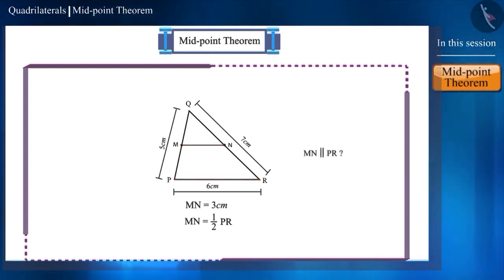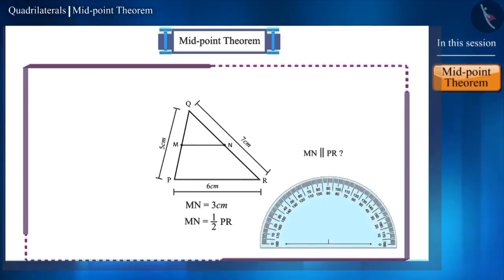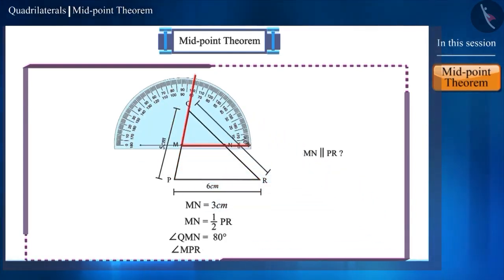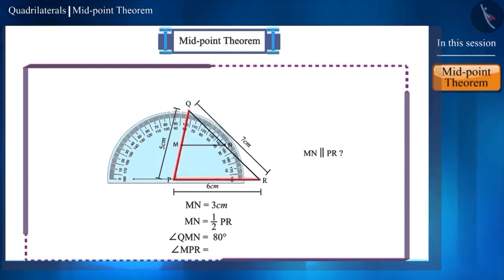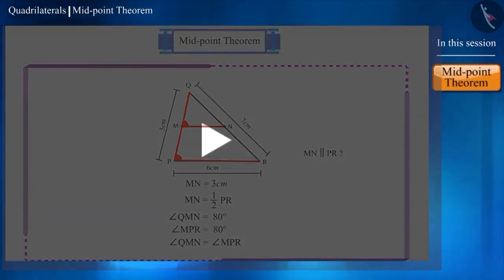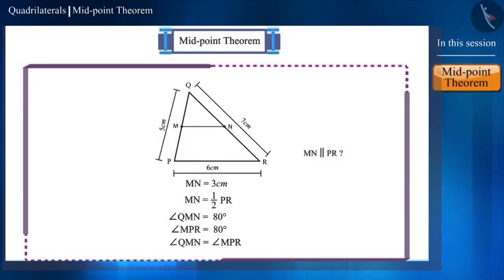We can test this. Let us find the measurement of the angles, that is, angle QMN and angle MPR with the help of a protractor. The measurement of these two angles is equal. Why did we only find the measurements of angle QMN and angle MPR? You can also pause the video to think of the answer.